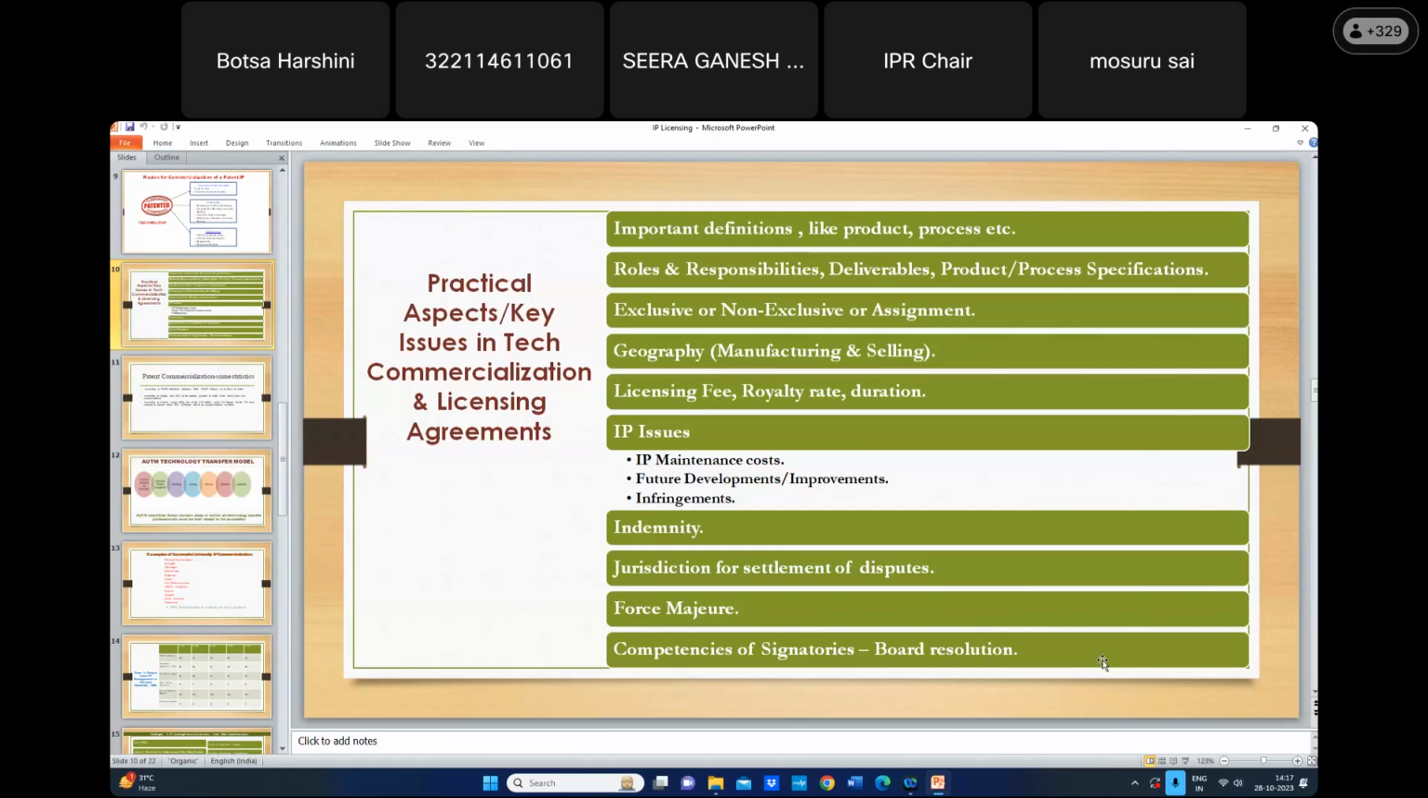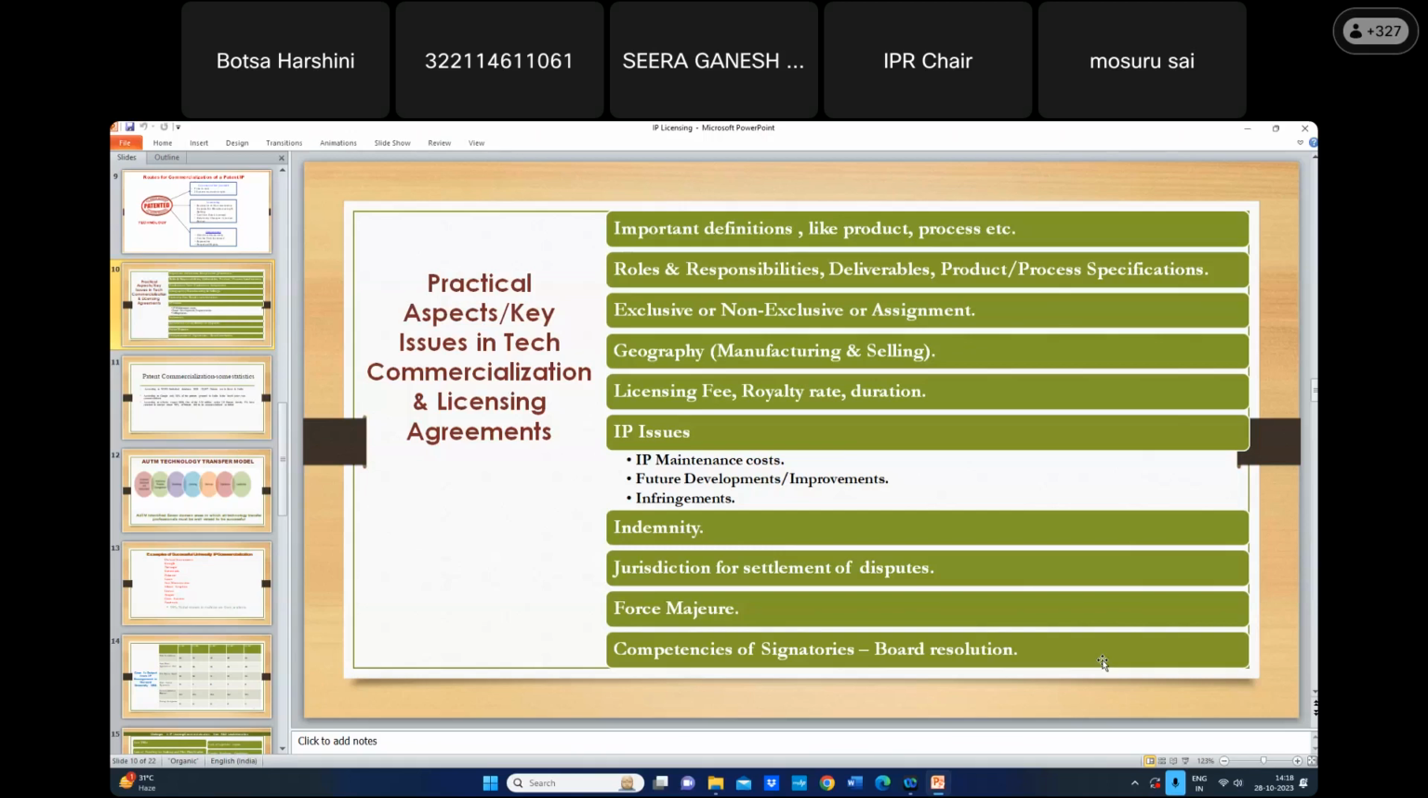Force majeure. Force majeure means something happens which is not in the control of both the parties. It is an act of God, such as a cyclone or strikes, such kind of things. There could be a delay in achieving the results. Under those circumstances, what measures or remedies are available for both the parties? This also has to be mentioned in the agreement.